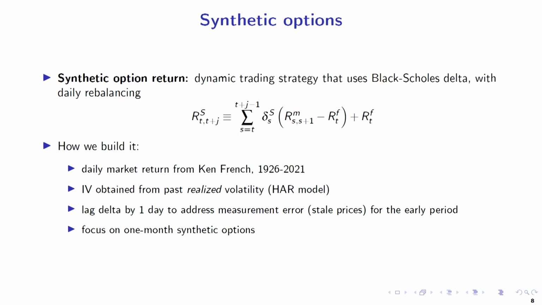We're going to lag our delta by a day to address the possibility of stale prices, which can induce some persistence in returns. That bias actually matters a lot in the early data. I was surprised at how messed up the data is, so we think hard about that. And again, we're looking at 1-month options. Everything here is just for 1-month options.